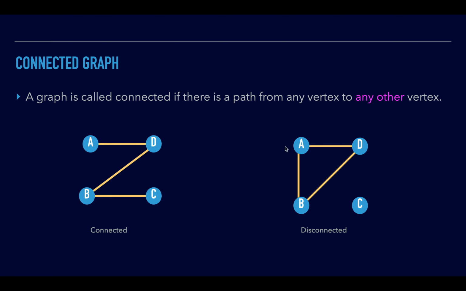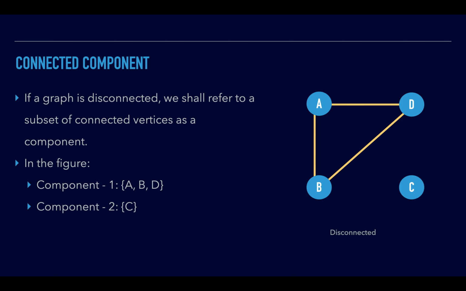And if you look at this particular graph, you can see that there is no way by which I can connect from the vertex C to any other vertices A, B, D. So this is actually a disconnected graph, because I cannot go from any node to any other node in the graph, or any vertex to any other vertex.